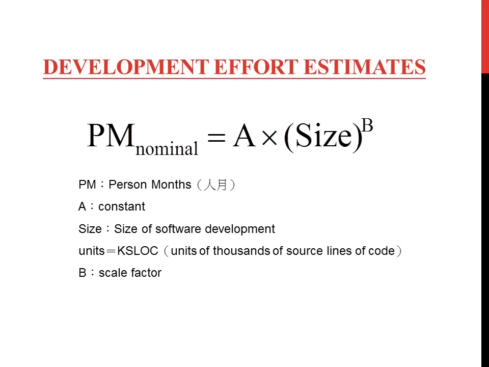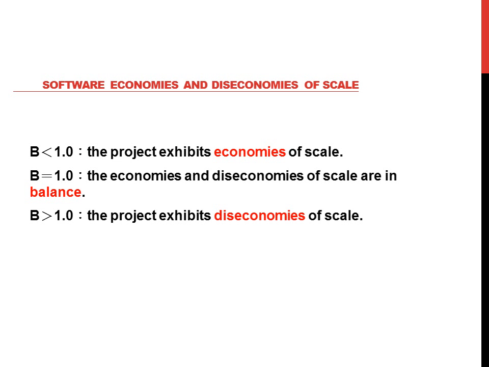The development effort estimate is PM nominal equals A times size to the power B. PM means person-months, A is a constant, and size is the size of the software development in units like KSLOC, that is, thousands of source lines of code, and B is the scale factor here. If B is less than 1.0, the project exhibits economies of scale, and if B equals 1.0, the economies and diseconomies of scale are in balance.